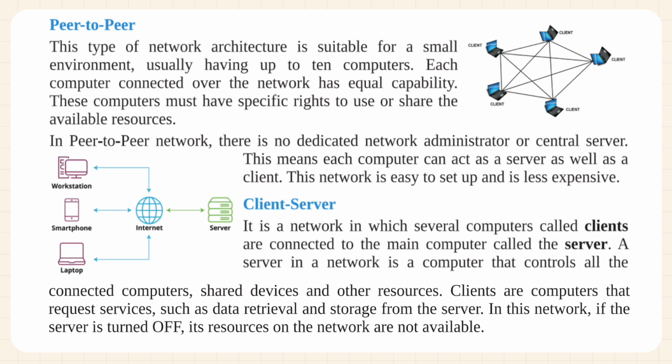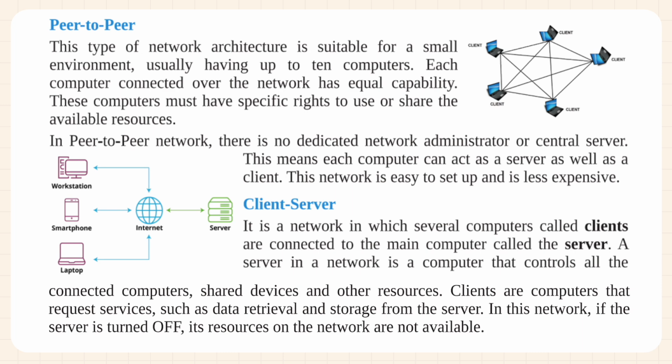Peer-to-peer. This type of network architecture is suitable for a small environment, usually having up to 10 computers. Each computer connected over the network has equal capability. These computers must have specific rights to use or share the available resources. In peer-to-peer network, there is no dedicated network administrator or central server. This means each computer can act as a server as well as a client. This network is easy to set up and is less expensive.